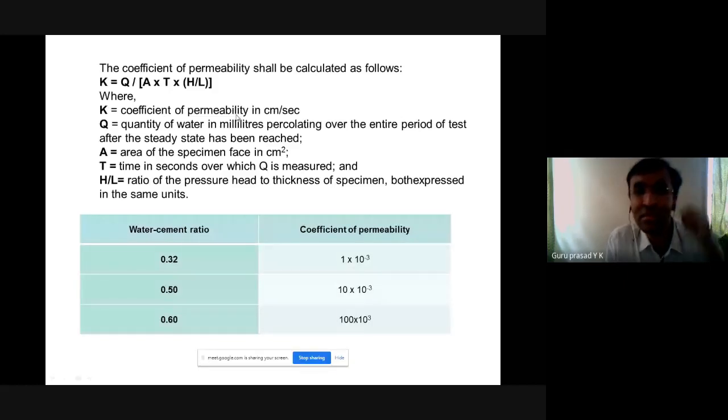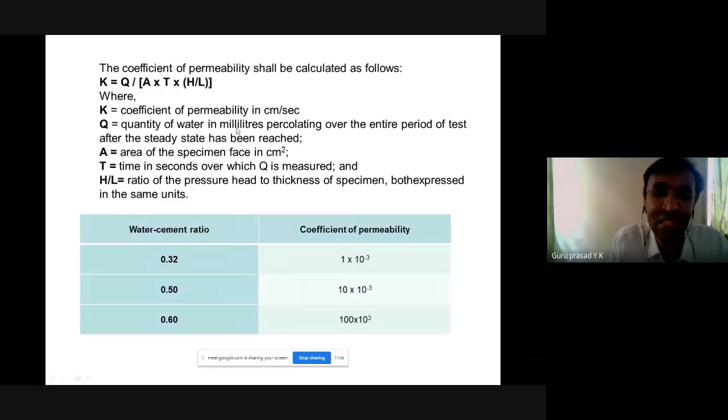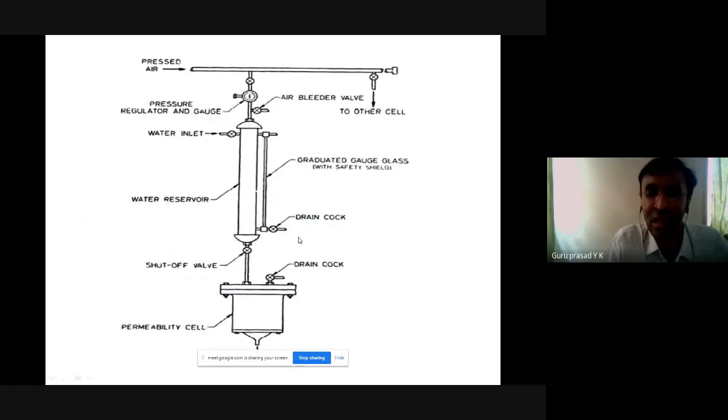So what is this coefficient of permeability? How is it measured? We will see here. Q is the quantity of water in milliliters percolating over the entire period of test. Now, you can't perform this test by allowing water to go through this chamber, coming onto the specimen, and getting the result immediately.